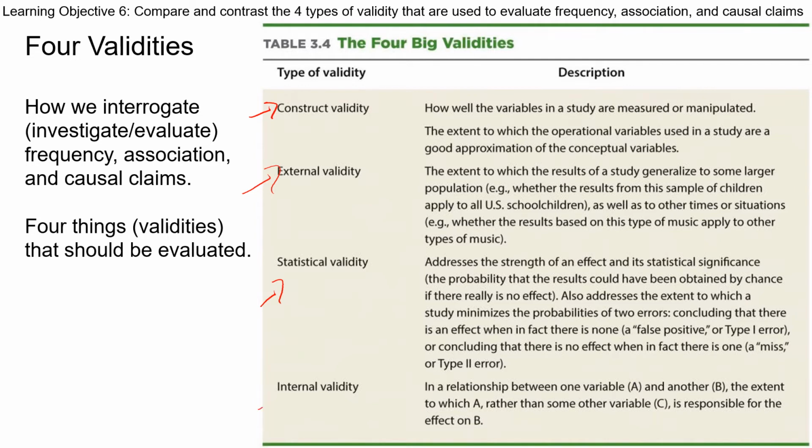And then the final validity is internal validity. In a relationship between one variable and another, it's the extent to which A rather than some other variable is responsible for the effect. So when you've got that relationship between two, higher internal validity is when you can account for all of the other variables. External validity is generalizability. Statistical validity is how good are your stats. Internal validity is how good your control is.